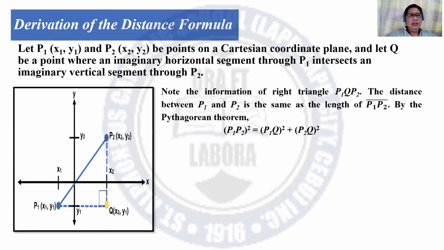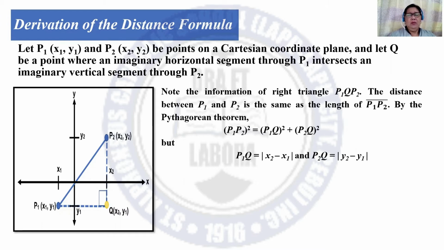The distance between P sub 1 and P sub 2 is the same as the length of the segment from P sub 1 to P sub 2. By the Pythagorean theorem, the square of the hypotenuse P sub 1 P sub 2 is equal to the square of the base, which is P sub 1 Q, plus the square of the altitude P sub 2 Q.